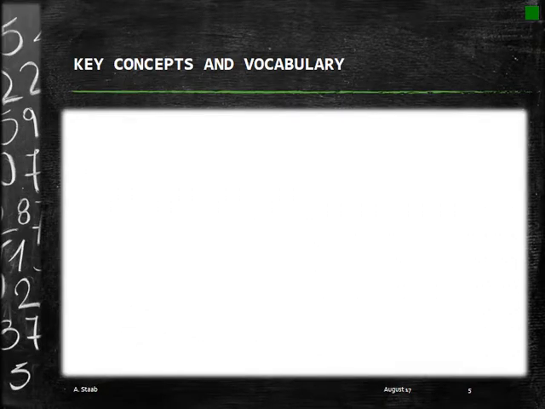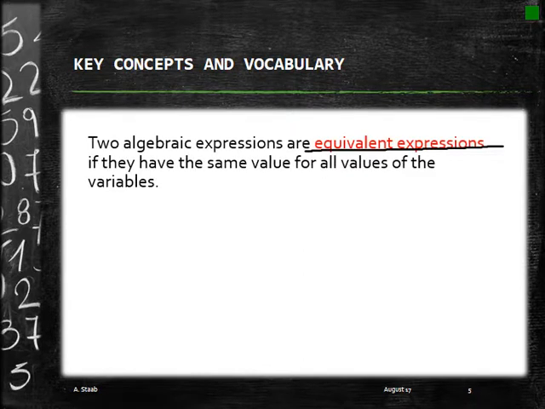So your key concept is equivalent expressions. An equivalent expression means that you have two algebraic expressions and they're equivalent, meaning they're equal or the same value for all the variables.